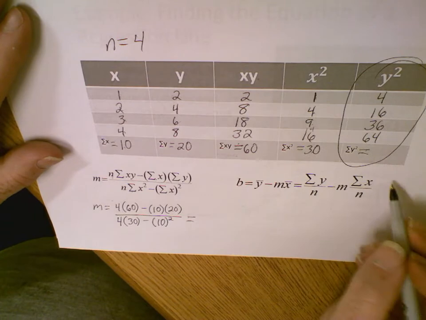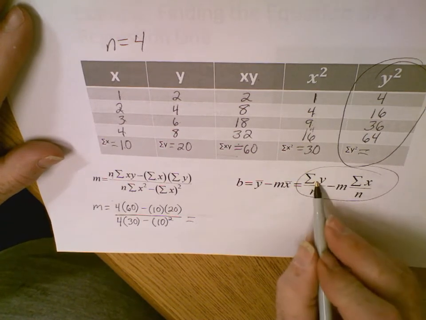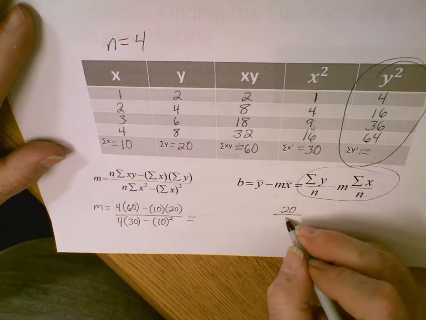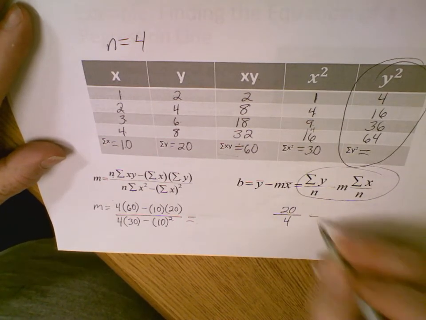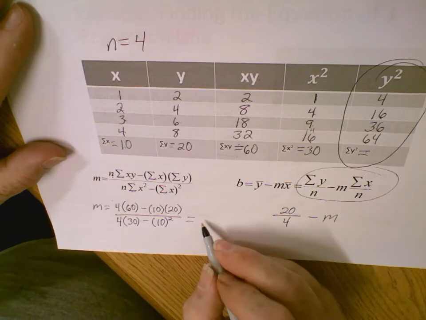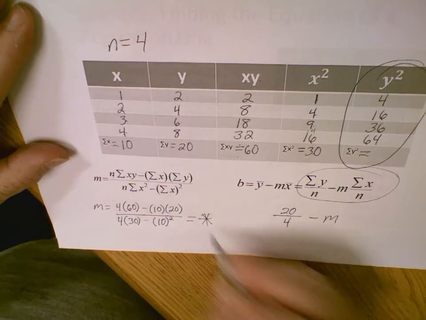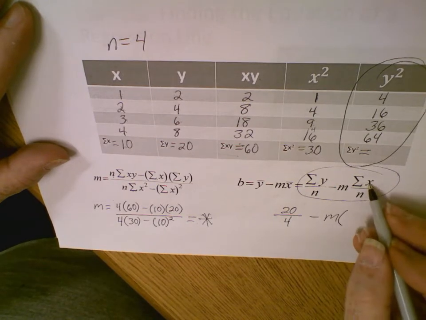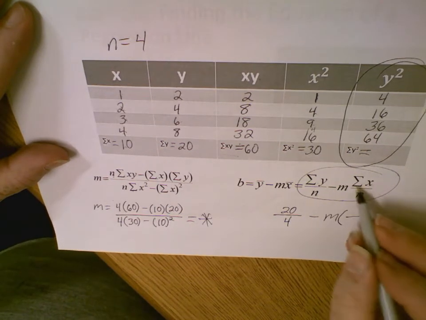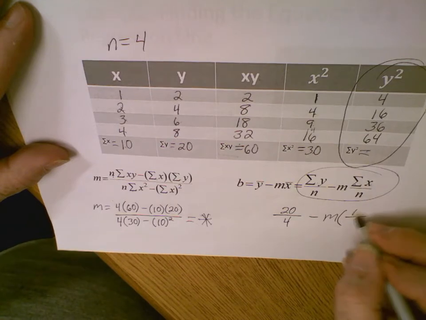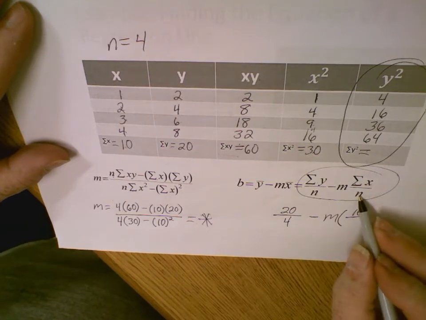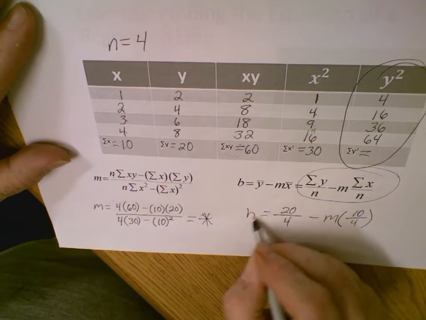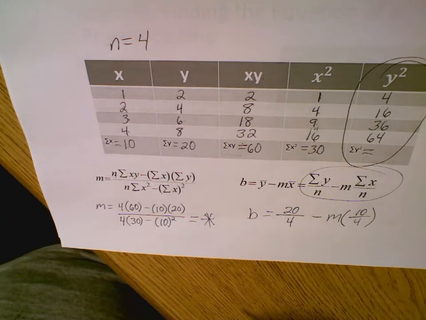We come over here to this formula. We just take the sum of all the Y's, which was 20, divided by n, which was 4, minus the slope. That's going to be the answer that we get right here, if I would have done that math, times the sum of all the X's, which is 10, divided by the number of X's, which was 4. We do all that, and that's going to give us our y-intercept.